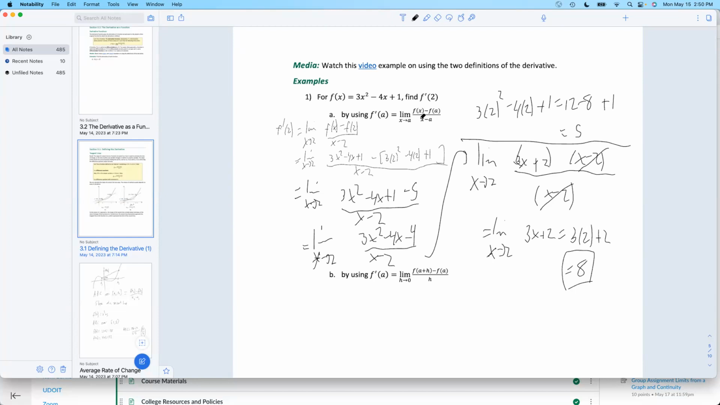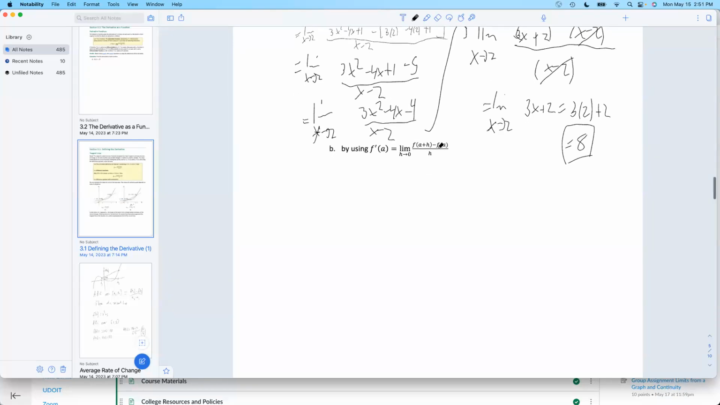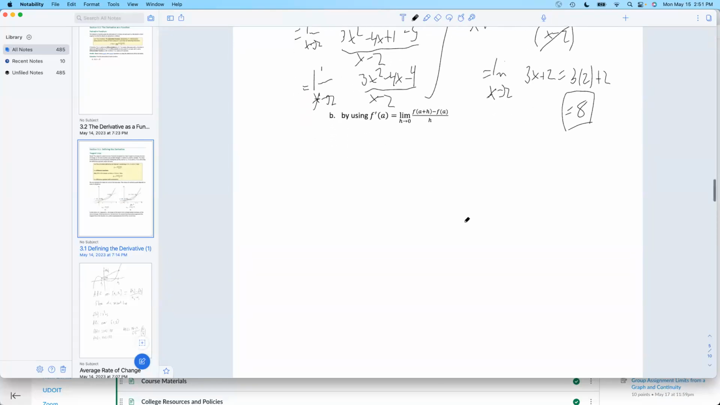Again, this is not my favorite. I like this definition better. So let's do it using this definition. This is the one I'm going to have you do on the test. So f prime at 2 is supposed to be the limit as h approaches 0 of f of 2 plus h minus f of 2, all over h.